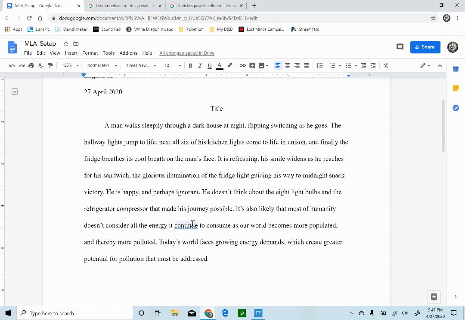What did I do here? And see what I'm doing, guys? This is what you should be doing too. I have a blue line. That means I had a grammatical error. I need to reread it and make sure it makes sense. I'll read it out loud to myself. You should read your mistakes out loud yourself. Find it, fix it. Let's see. It's also likely that most of humanity doesn't consider all the energy it continues to consume. All right, super simple. There we go. That's one example. Narrative. All right.